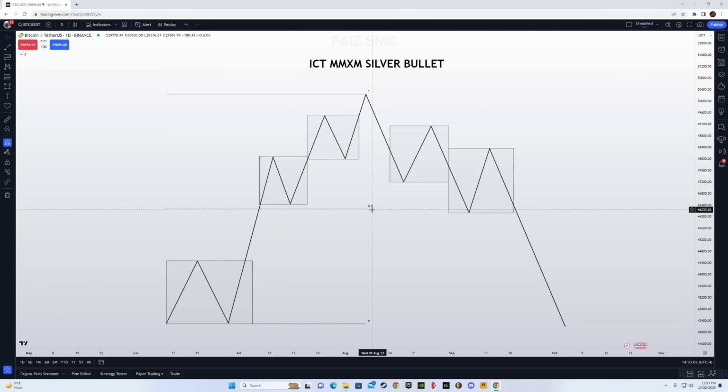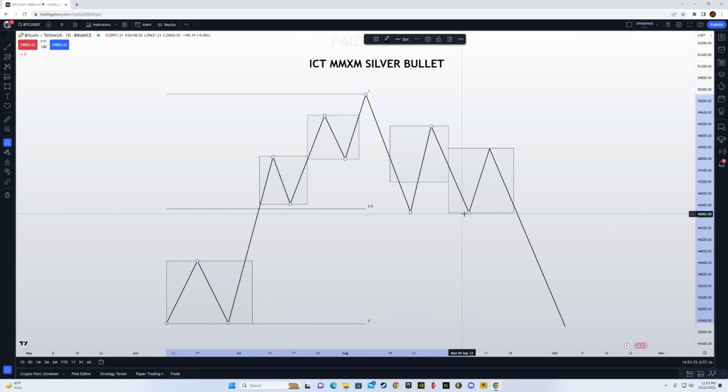So once it does that, first off, remember, we're going to enter on the second distribution phase. So we have a distribution phase 1, and then this is our second distribution phase. We want to enter here. But how do we know that price is going to go here? We have to wait for price to touch the 0.5 level. It can actually touch over here, right?